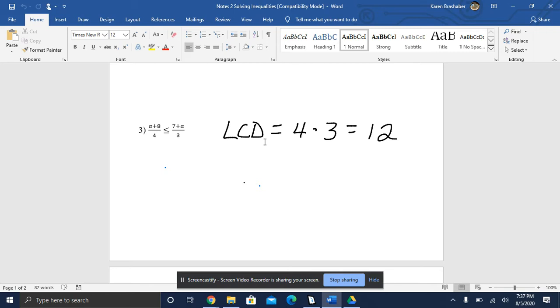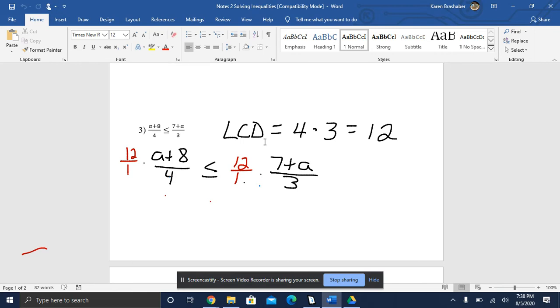So I want to take that least common denominator and multiply it on both sides of the inequality by each of the terms. So I want to take 12 over 1 times the fraction a plus 8 over 4. Then continue having the inequality symbol. What I do to one side, I have to do to the other. So 12 over 1 and multiply by 7 plus a over 3.